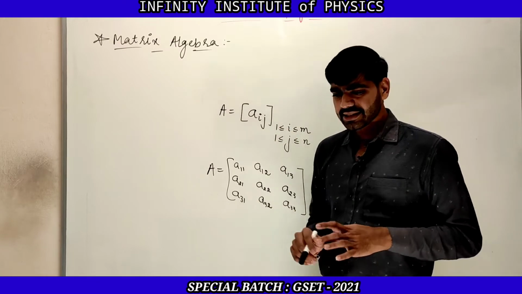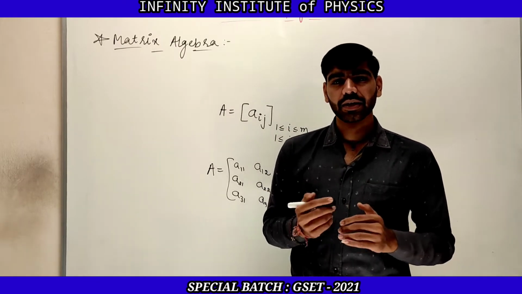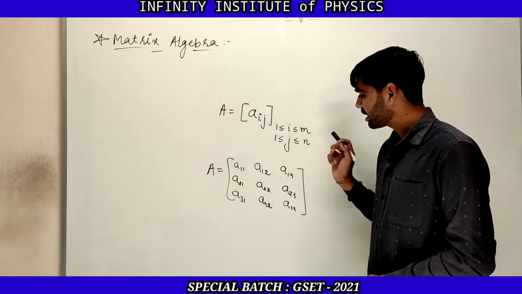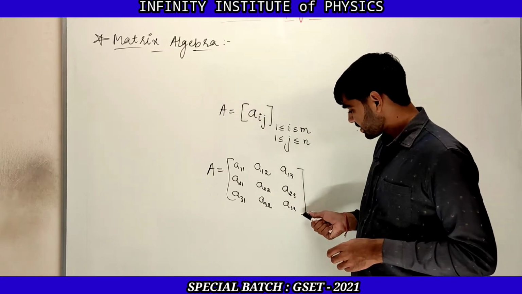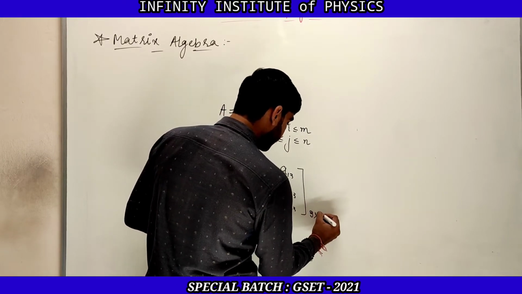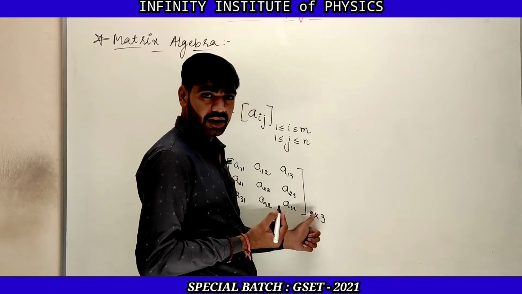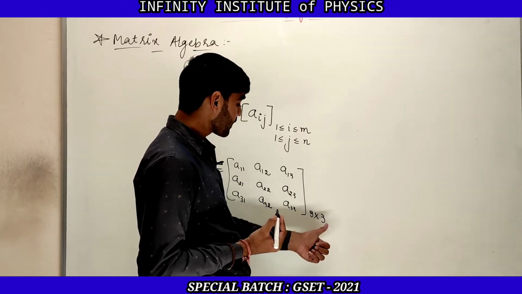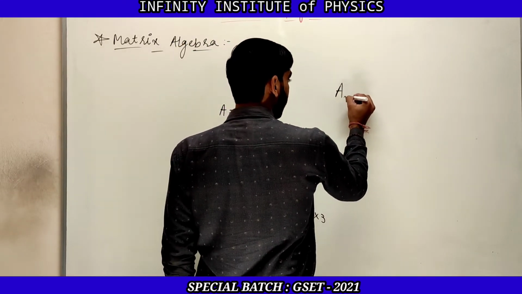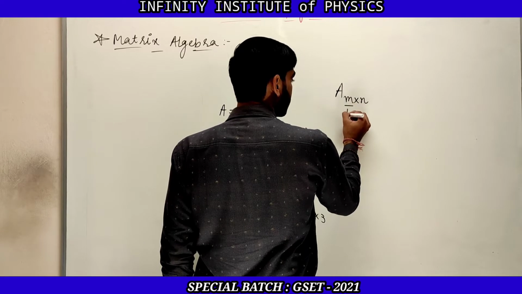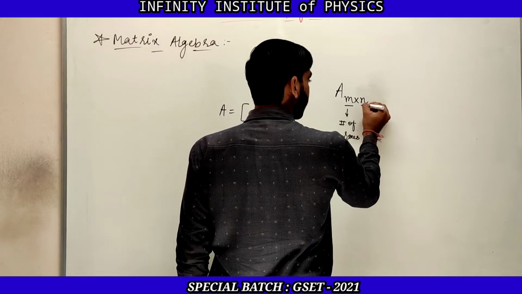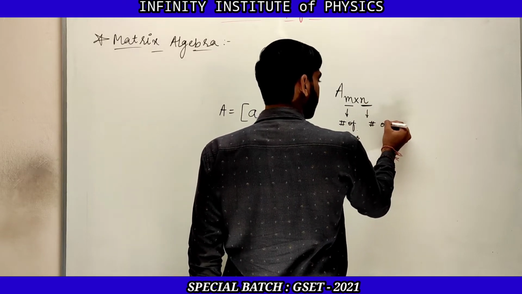So a matrix is a rectangular arrangement of mn objects, where m denotes the number of rows and n denotes the number of columns, and you can see that this is a 3 by 3 matrix. So in notation form you can write A is 3 by 3, where the first 3 denotes the number of rows in the matrix, and the second 3 denotes the number of columns. In general this matrix can be written as A m by n, where m is the number of rows and n denotes the number of columns.